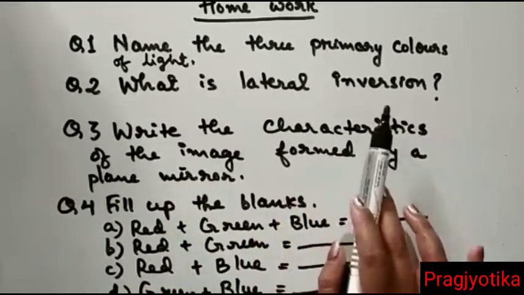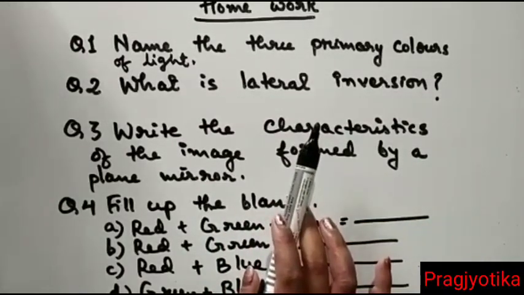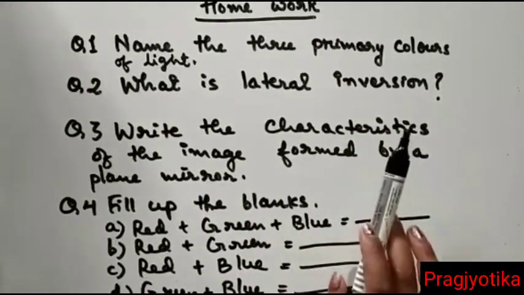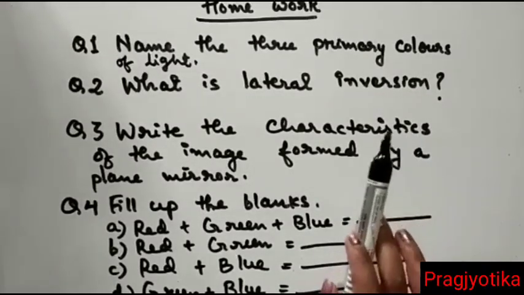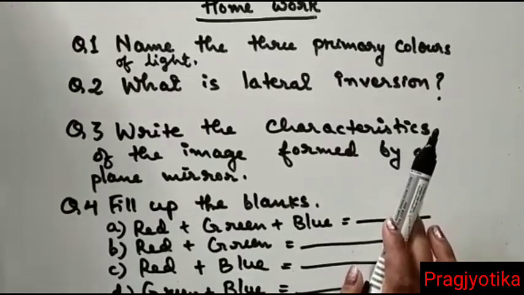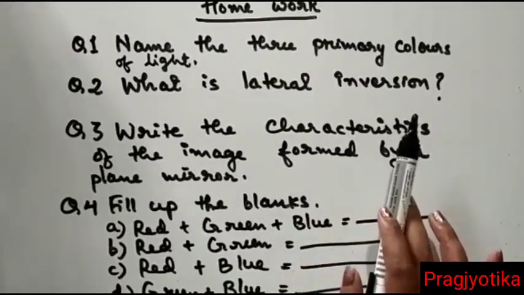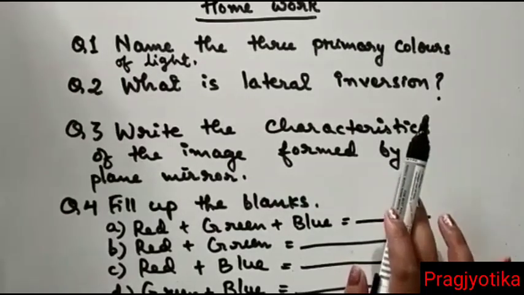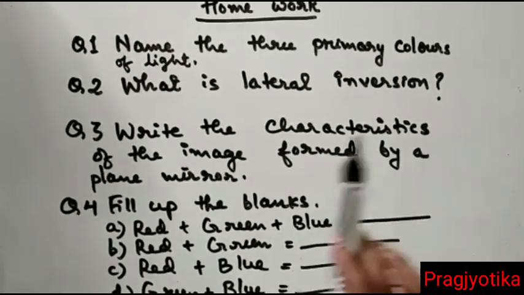What is lateral inversion? The answer of this question will be, lateral inversion is the effect or phenomenon in which right hand side of an object appears left in the plane mirror and left side appears right in the plane mirror. I am repeating it again. Lateral inversion is the effect or phenomenon in which right hand side appears left in the plane mirror and left side appears right in the plane mirror. Now come to the next question.